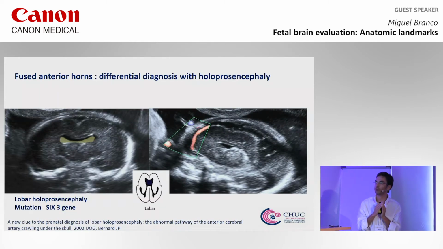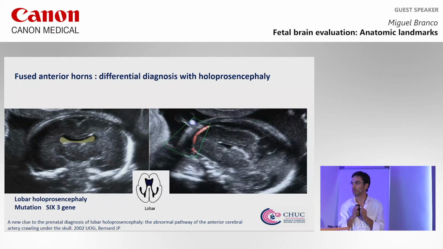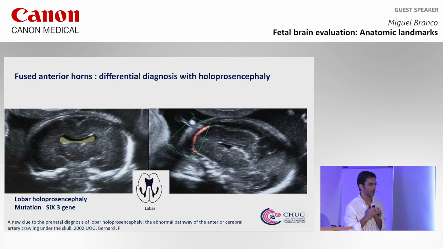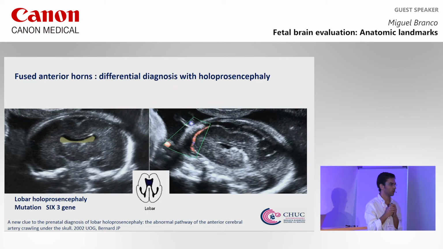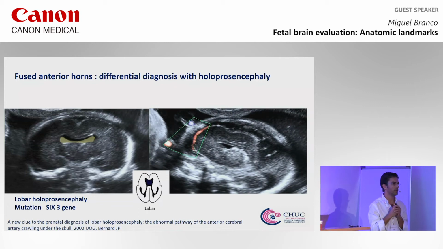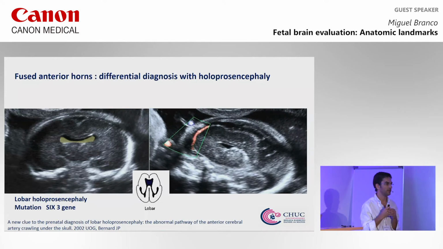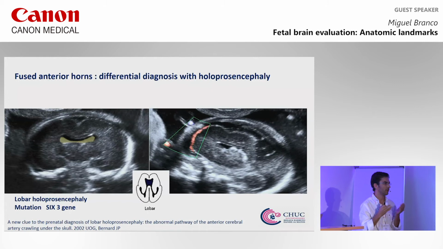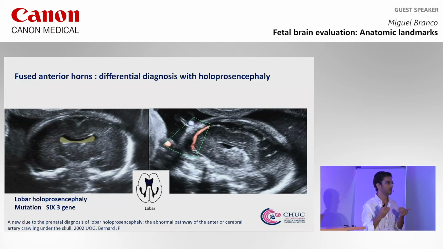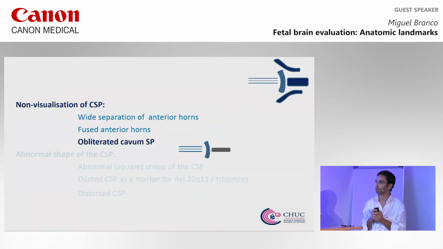Another situation for differential diagnosis of fused anterior horns is lobar holoprosencephaly. But in this situation, we have an abnormal corpus callosum and an incomplete interhemispheric fissure. On the right, we have a typical sign: the cerebral artery runs under the skull, because the interhemispheric fissure is incomplete on the anterior portion.